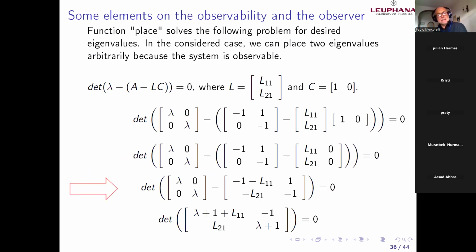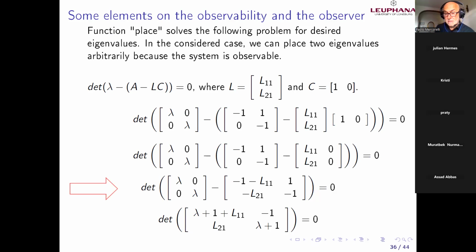I don't know if you remember from math how we can calculate the eigenvalues of a matrix. If the matrix is M, I have to calculate the determinant of lambda minus M equals 0. This is the theorem. Now, the matrix M in our case is A minus LC, but L is unknown. But now the problem is inverse.